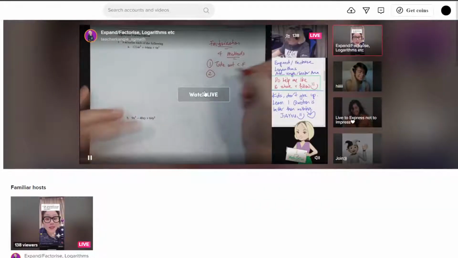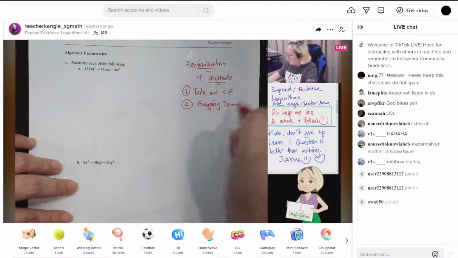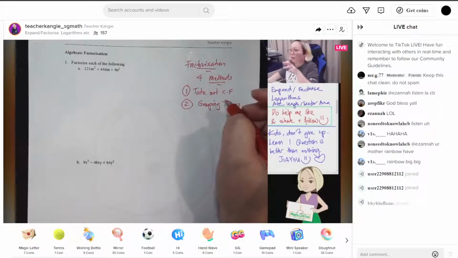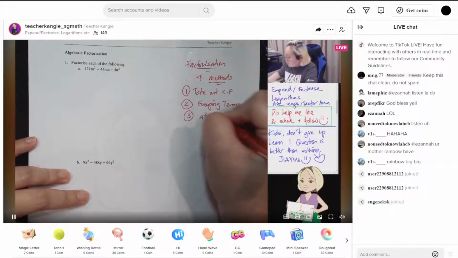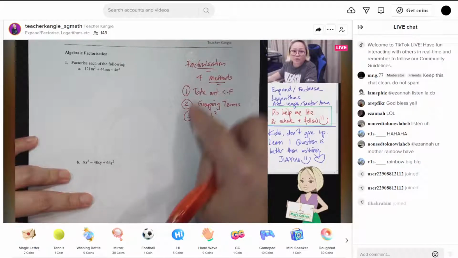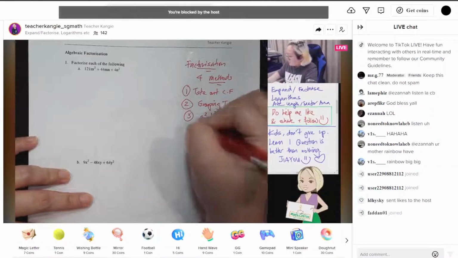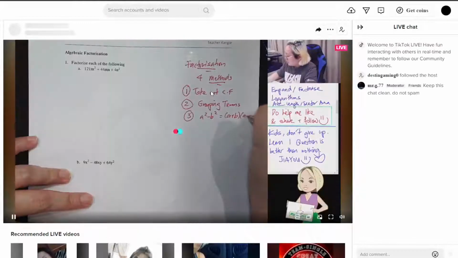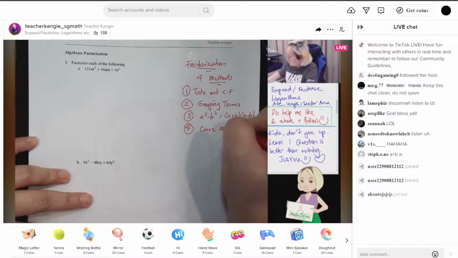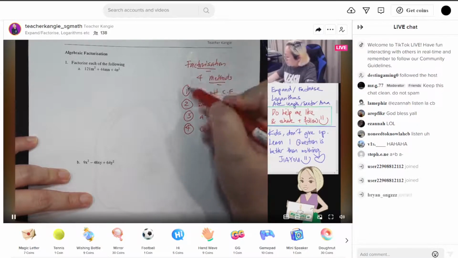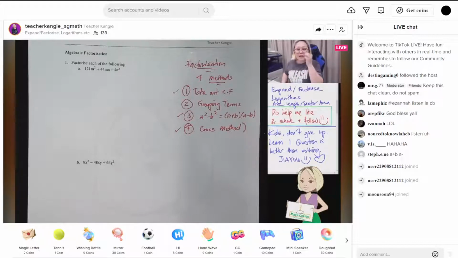The second one will be grouping terms, but I'm not teaching grouping terms today. Grouping terms means 4 terms, you break them into 2 by 2 or 3 by 1 and then you factorize it accordingly. The third one is a square minus b square. Remember just now I told you the identity is very important: a square minus b square becomes a plus b, a minus b. And the last method is the cross method. Okay, so today we will be using these, and these. I'm not going to talk about grouping terms today.